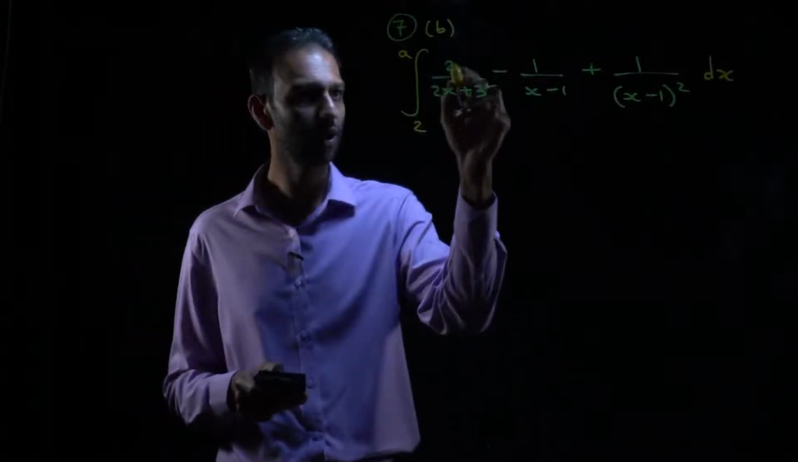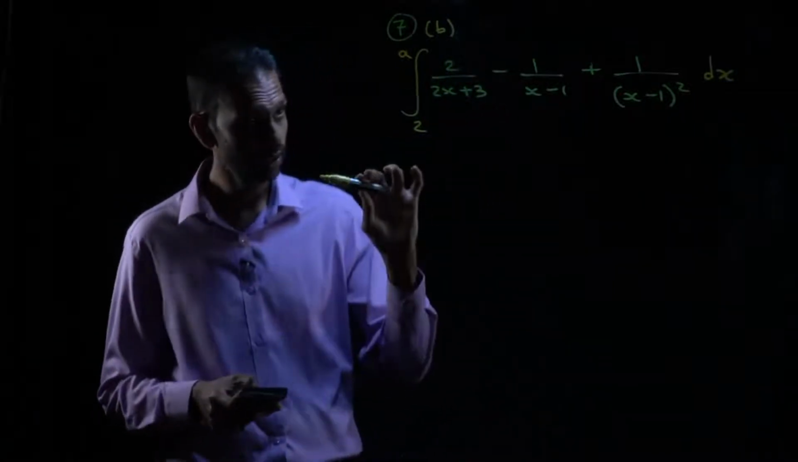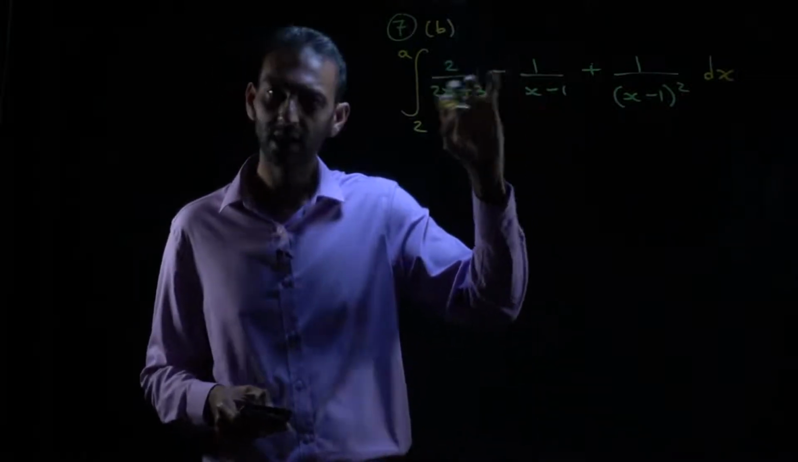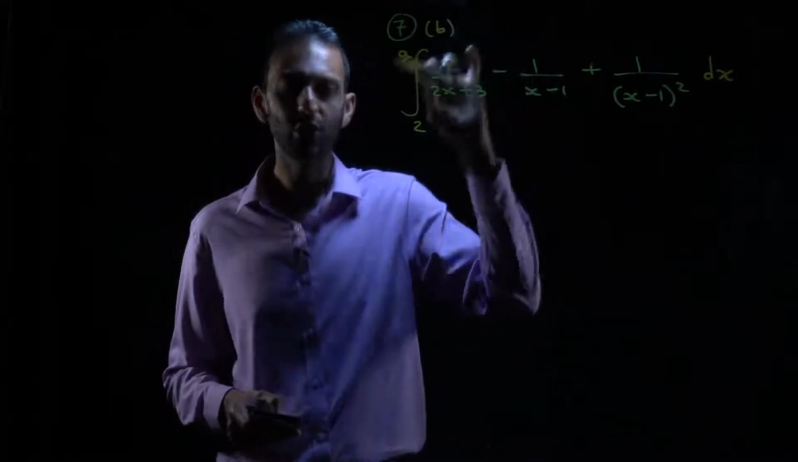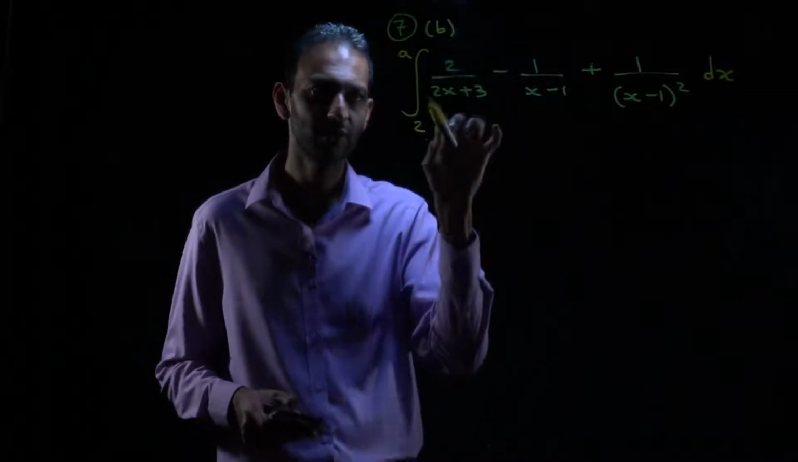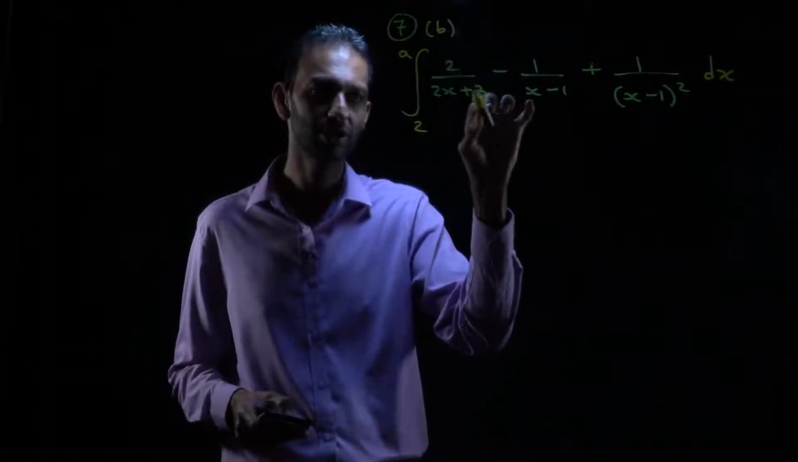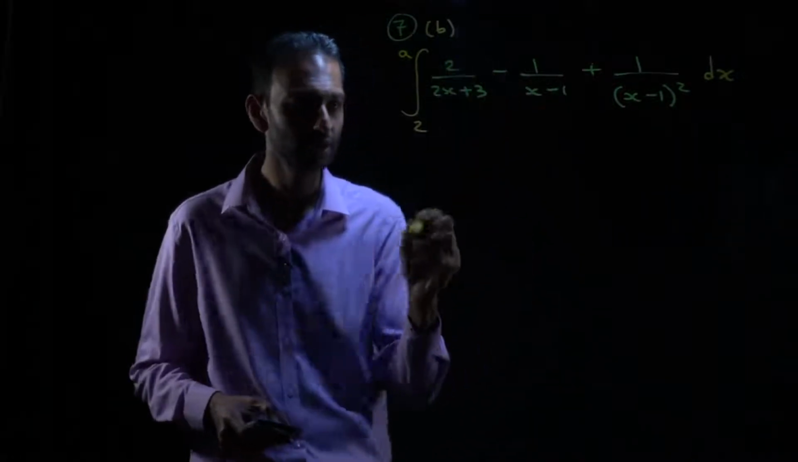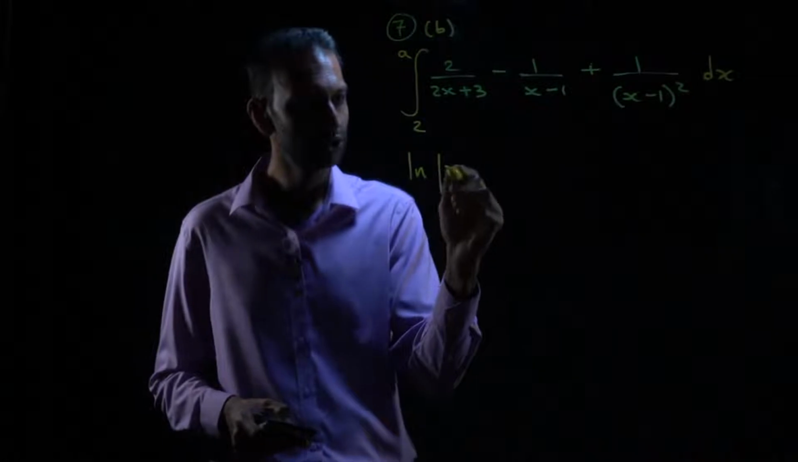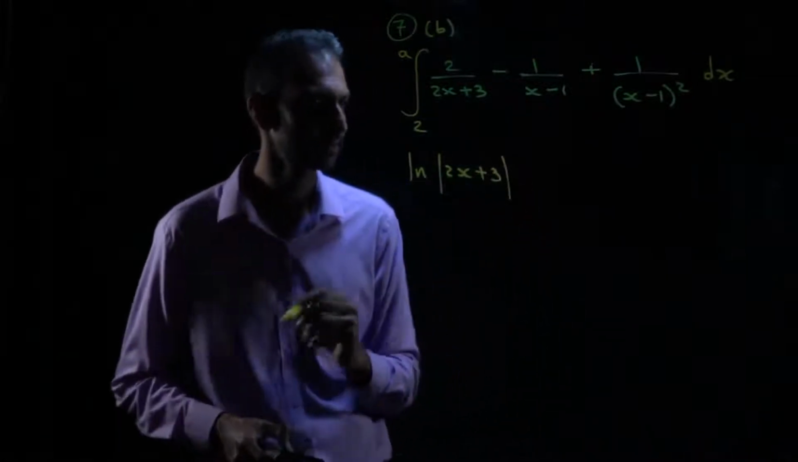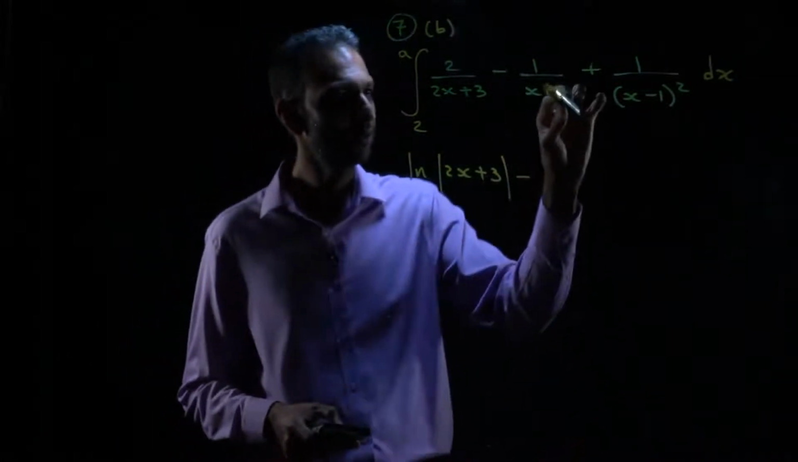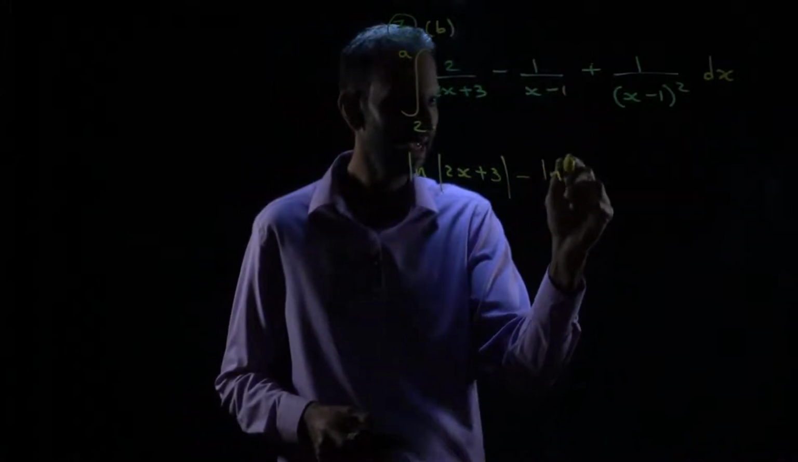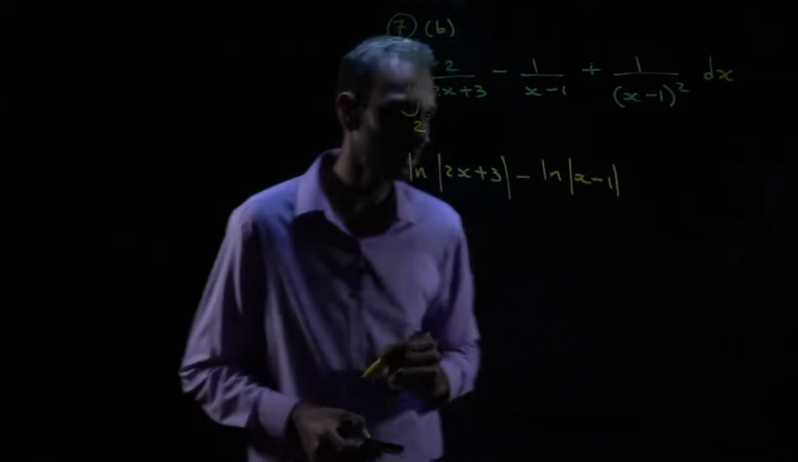Now, integral of 2 divided by 2x plus 3. Quite straightforward. When I differentiate the denominator, 2x plus 3, I get the numerator, 2. So differentiation of 2x is 2, differentiation of 3 is 0. So what happens when I differentiate the denominator and I get the numerator? It will be ln modulus of 2x plus 3 minus, differentiating the denominator x minus 1, I get 1, so ln modulus of x minus 1.